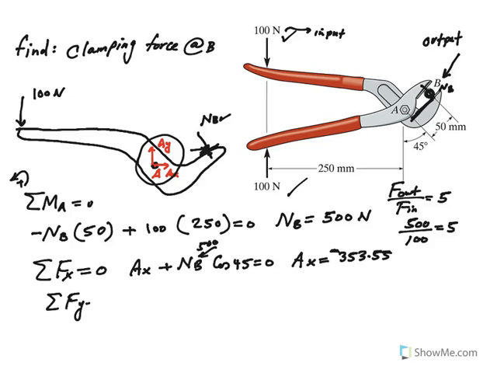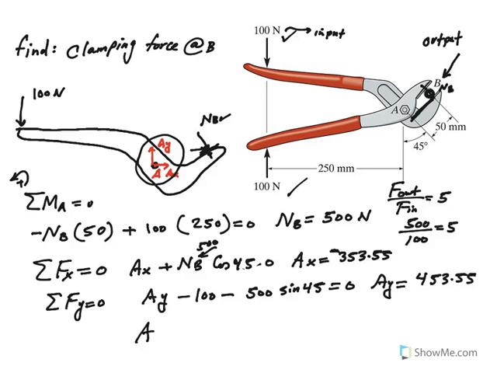And then in the Y direction, similarly, you have AY minus 100 minus 500 sine or cosine 45. In this case, actually, it doesn't matter. So if you use cosine here for the X, well, let's just use sine here, right? So AY happens to be 453.55.